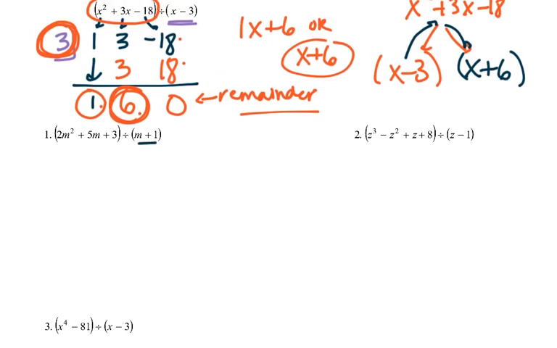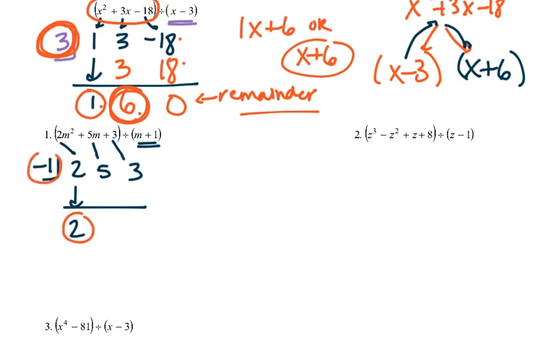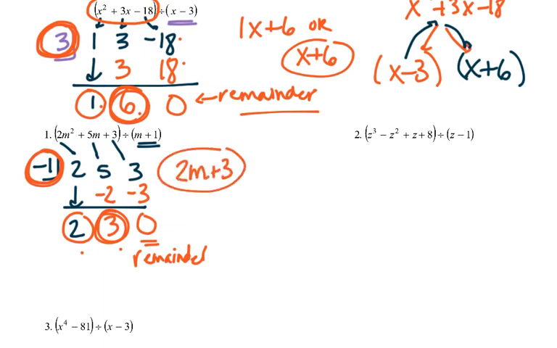If we look at this one here as another example, we put the opposite of the number in the box. We line up the coefficients 2, 5, and 3, make our line, and drop the first number down. That's the setup. Then we multiply, add, multiply, add, multiply, add. We're always multiplying this number by the number in the box, and then adding up our column. 5 minus 2 is 3. Then we multiply again that number by the number in the box, negative 3, and add them up to 0. Our last term is our remainder. The second to last term is the constant, and this is the x coefficient, so here it's 2m plus 3. So again, that could have been factored.